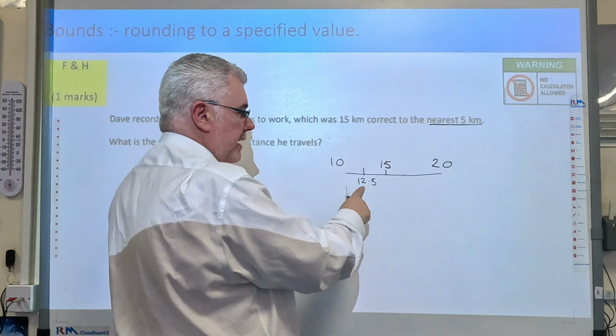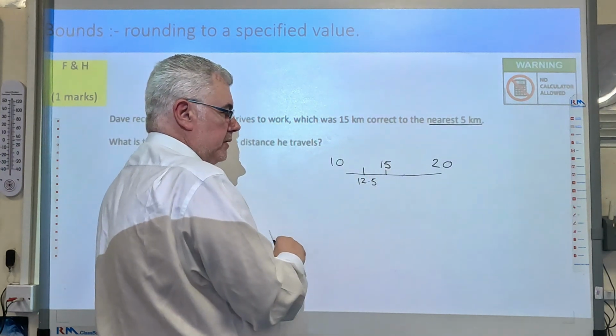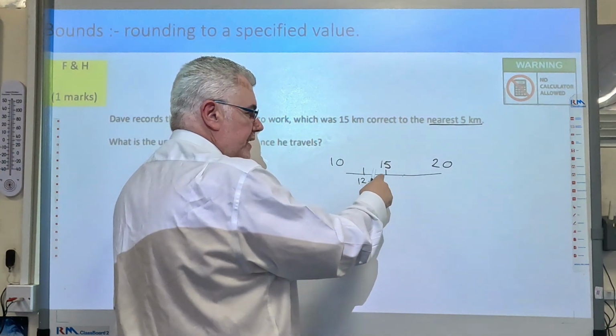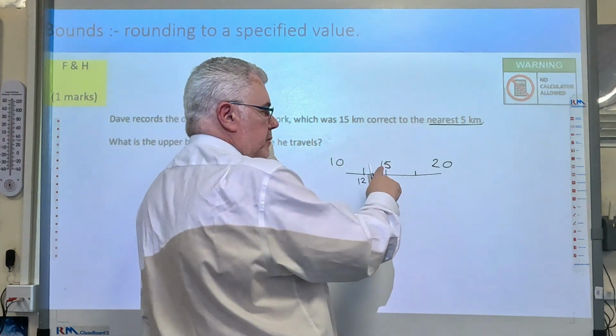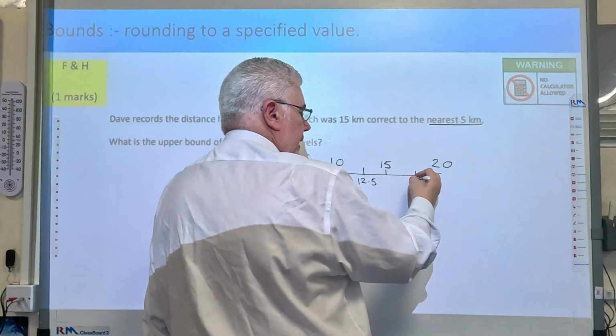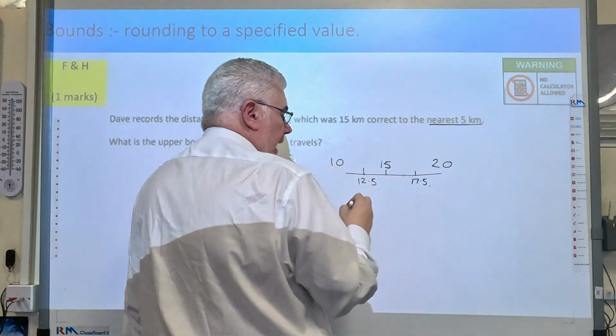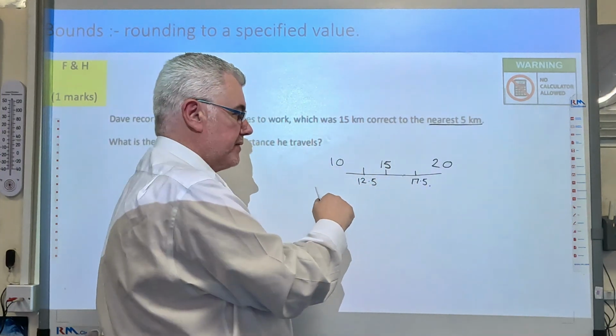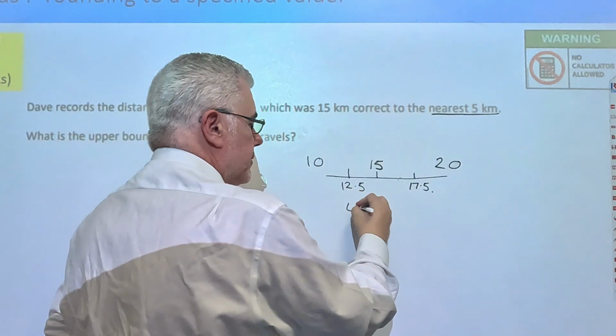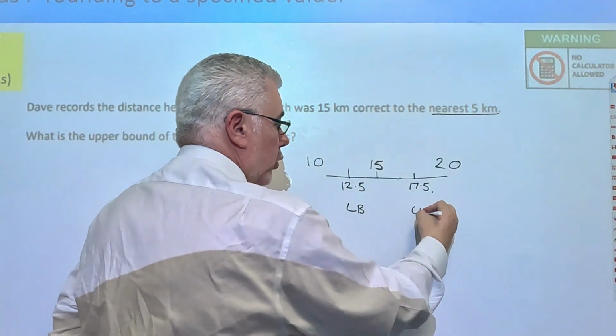To the nearest 5, this would round to 15. Anything greater than this between here and halfway there will round to 15. Halfway between 15 and 20 is 17.5. Any value less than this will also round to 15 to the nearest 5. So this is my lower bound and this is my upper bound.